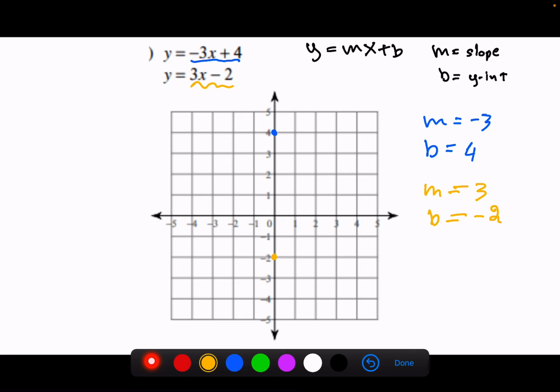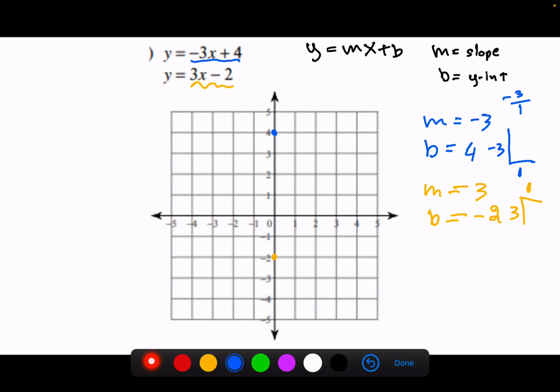So now let's draw with the slopes. A slope of negative 3 means that we can rewrite negative 3 as negative 3 over 1. So that means that we're going to go down 3 and right 1. And for the yellow or orange, the slope of 3 means we're going to go up by 3 and right by 1.